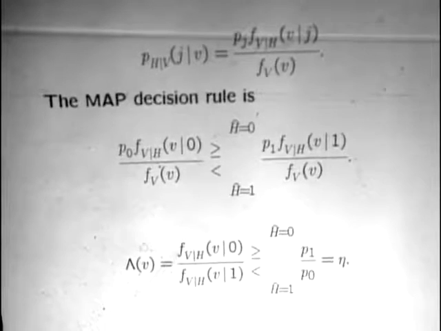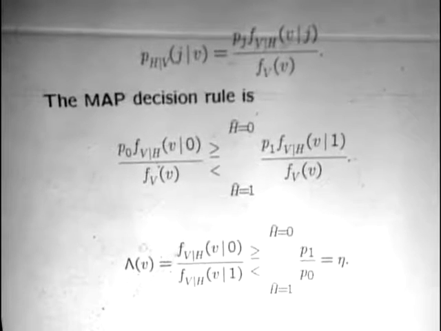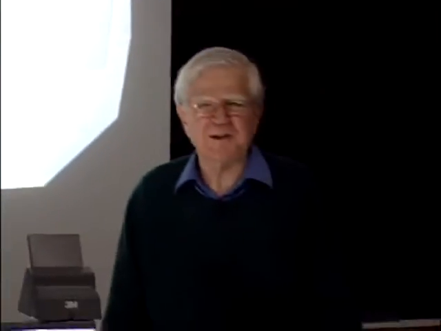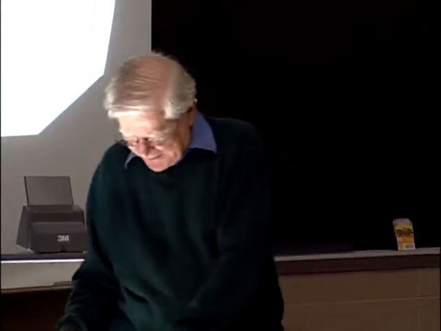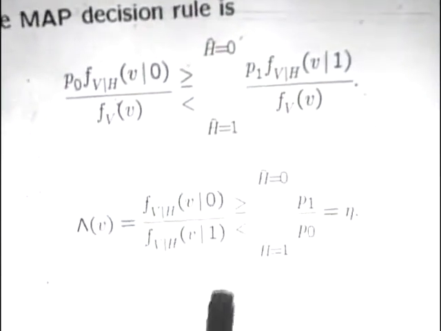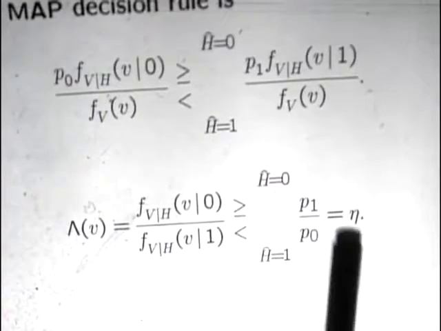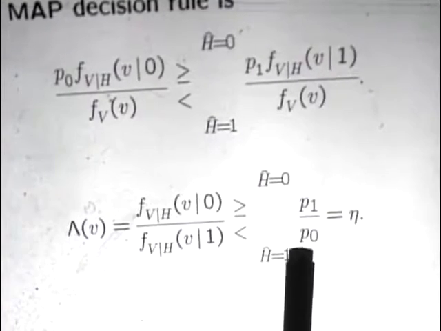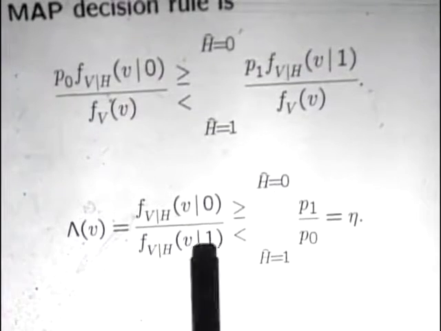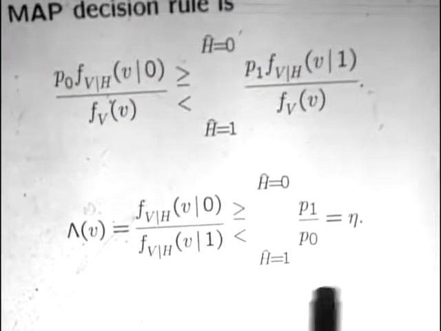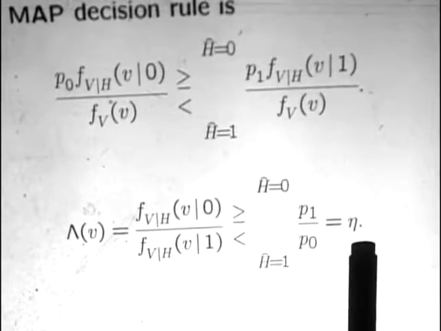Somehow the people in statistics were much better at generating notation than the people in communication theory, who have done just an abominable job of choosing notation for things. But anyway, they call this a likelihood ratio. And the rule then becomes, if the likelihood ratio is greater than or equal to the ratio of P1 to P0, we choose 0. And if it's less, we choose 1. And we call this ratio the threshold.